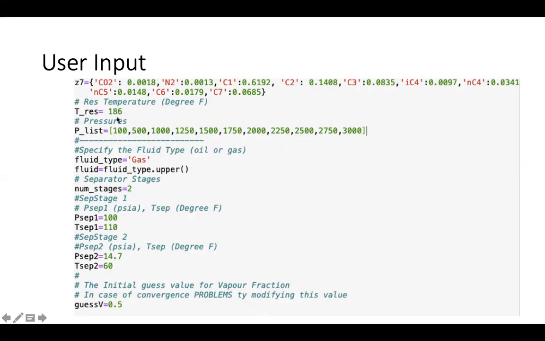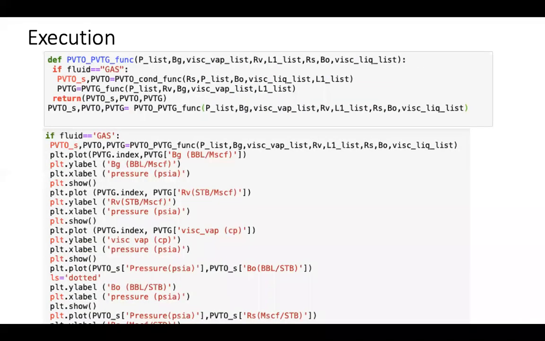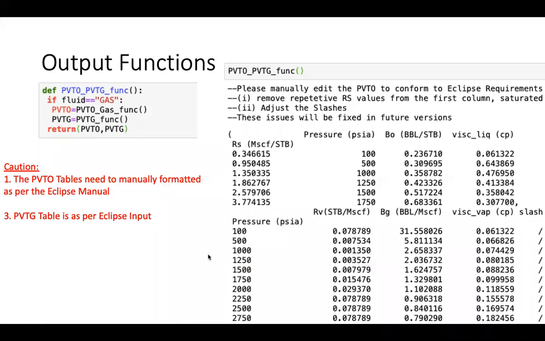And you would need reservoir temperature and then the list of pressures, okay? Once again, I'm telling it 2 separator stages. I execute this, and this will generate RV, BG versus pressure. There's a different function which you need to execute for viscosity. So this is the function that I used for assimilating them into pandas and then plotting them. And this is how the results would look like.